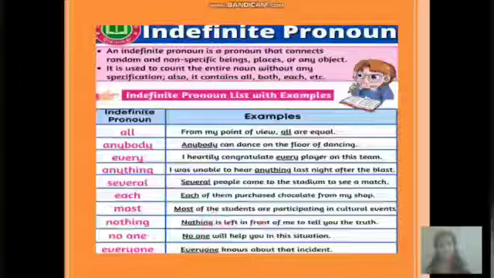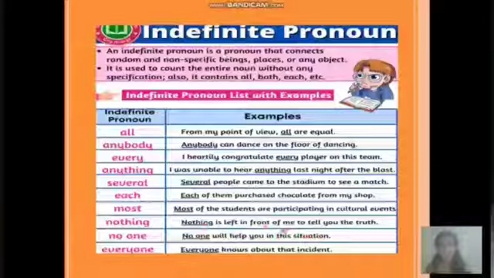Nothing is left in front of me to tell you the truth. So again, nothing is the indefinite pronoun. I'm not definite about whom or what I'm talking about. No one will help you in this situation. Again, no one is an indefinite pronoun in the sentence.